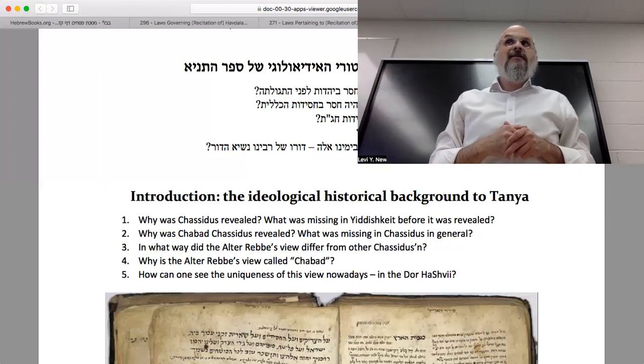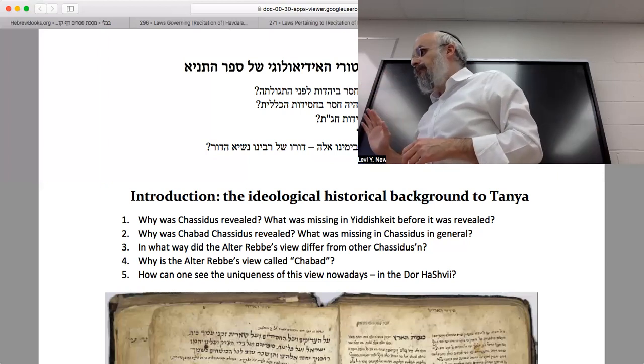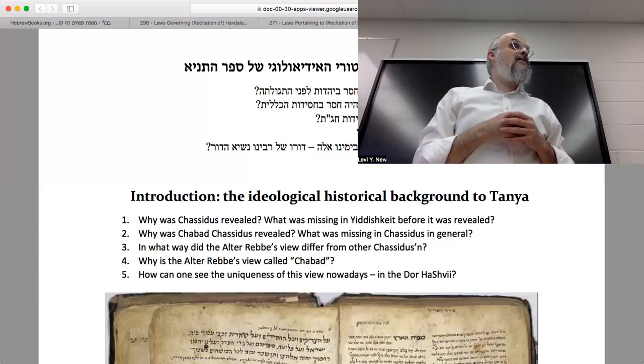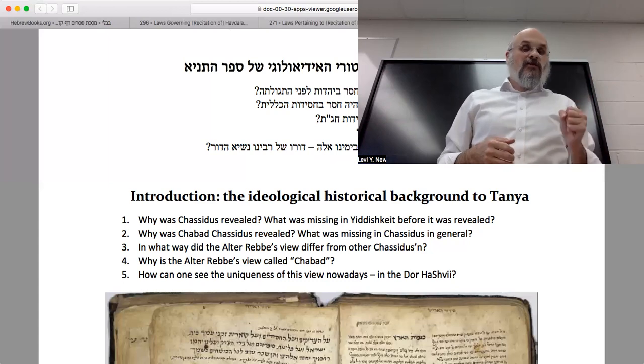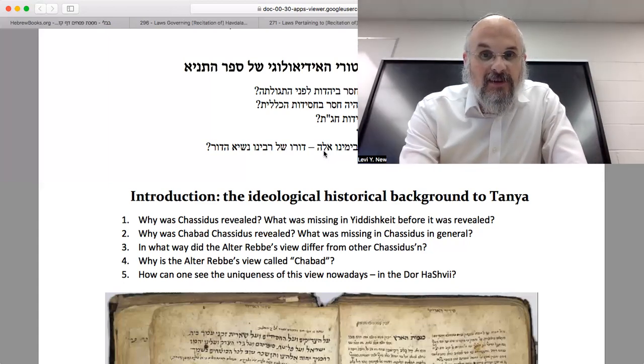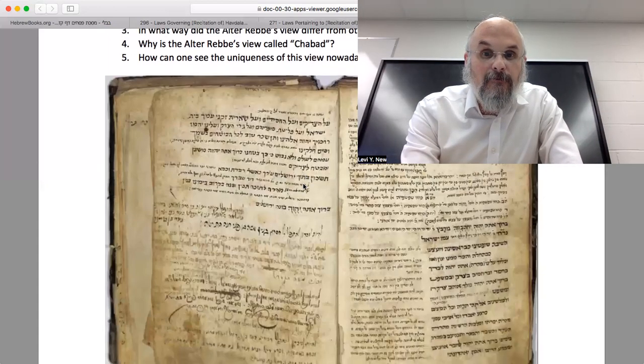So the first thing we're going to do is talk a little bit about the Baal Shem Tov. Because the Baal Shem Tov started Chassidus, and because it's really cool, I put in a picture there, a picture of the Baal Shem Tov Siddur, the first page. Can you see it?